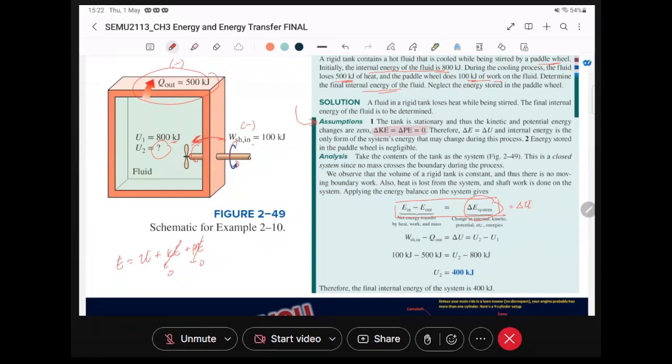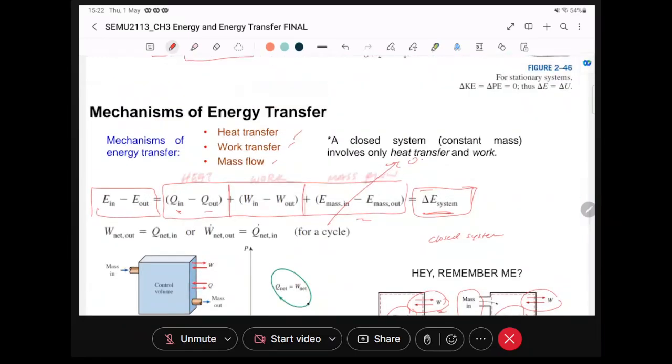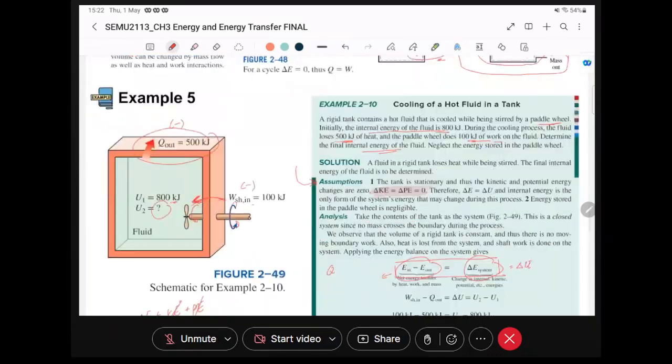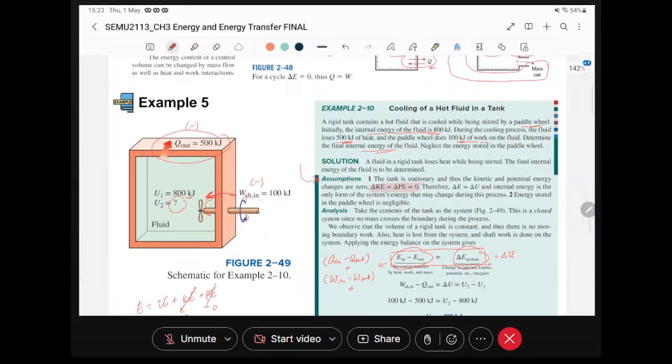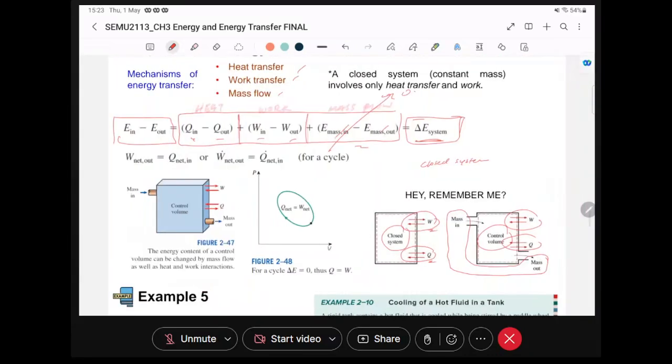Okay. And this part here basically is Q in minus Q out plus W in minus W out. So Q in minus Q out plus W in minus W out. It should have plus the E mass in, mass out.